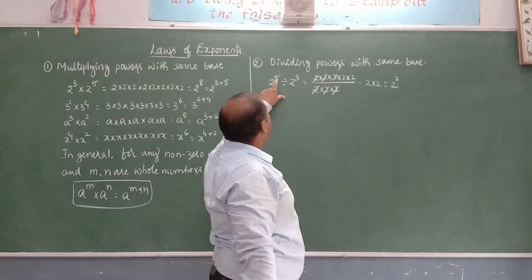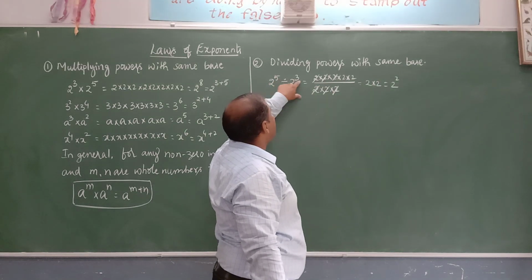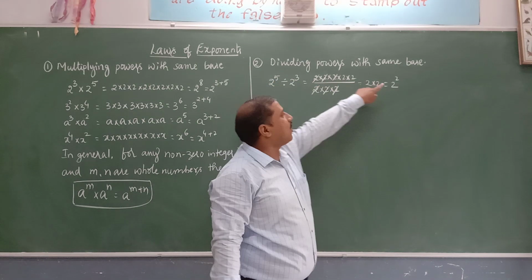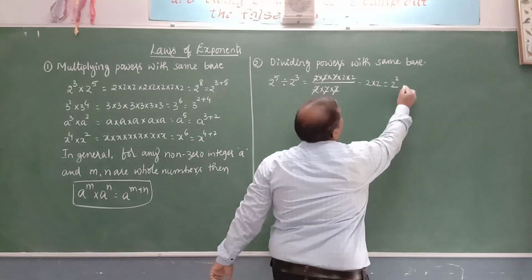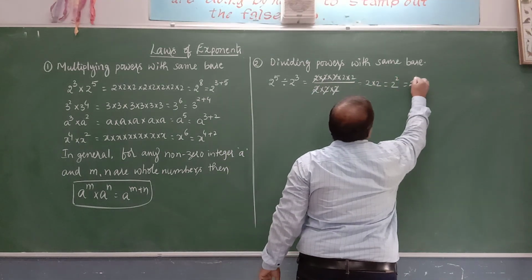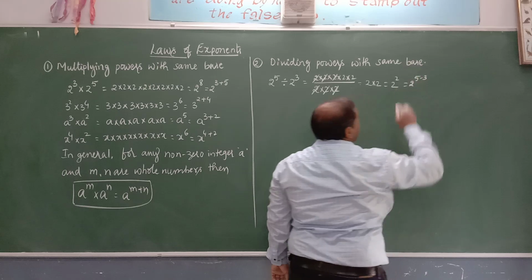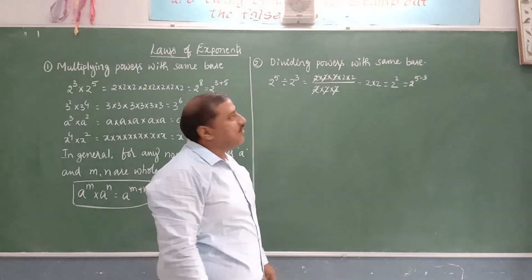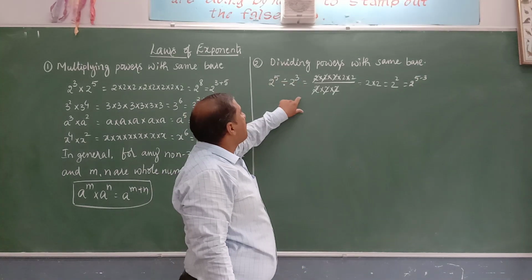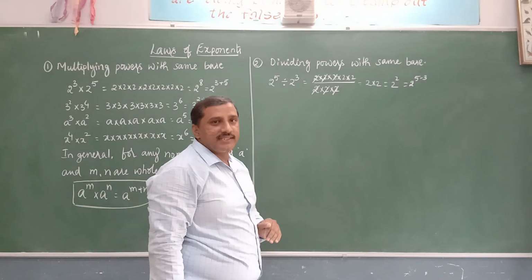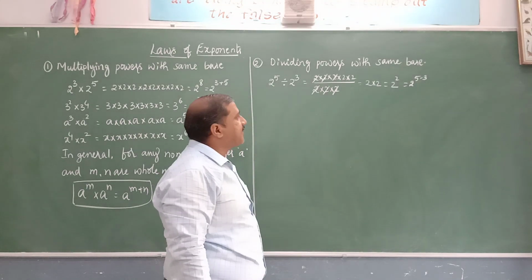Now what do we get by the difference of 5 and 3? 5 minus 3 is equal to 2. So 2 square can be written as 2 to the power of 5 minus 3. So what can we say for division? We subtract the powers, or subtract the exponents.